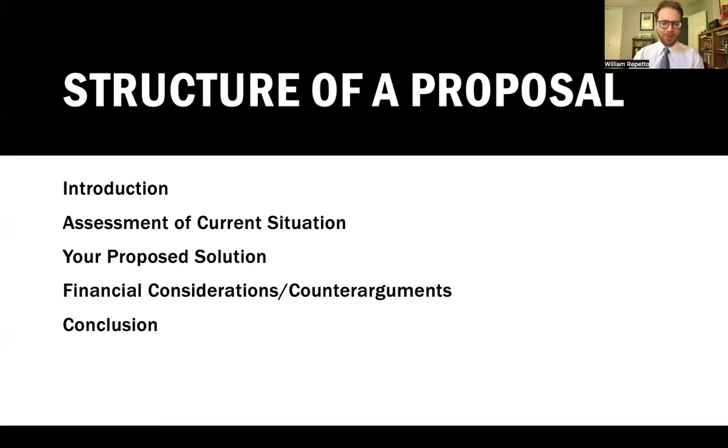But the structure of a proposal is fairly simple. You have an introduction, you have an assessment of the current situation, you have your proposed solution, you have financial considerations and counterarguments, and you have conclusions. Each of these sections can be probably from 2 to 3 paragraphs long. The proposed solution may be just one, and the conclusion may be just one. But the other ones, you want to be speaking at length, so you really cover a lot of ground, and I'll show you how to do that.